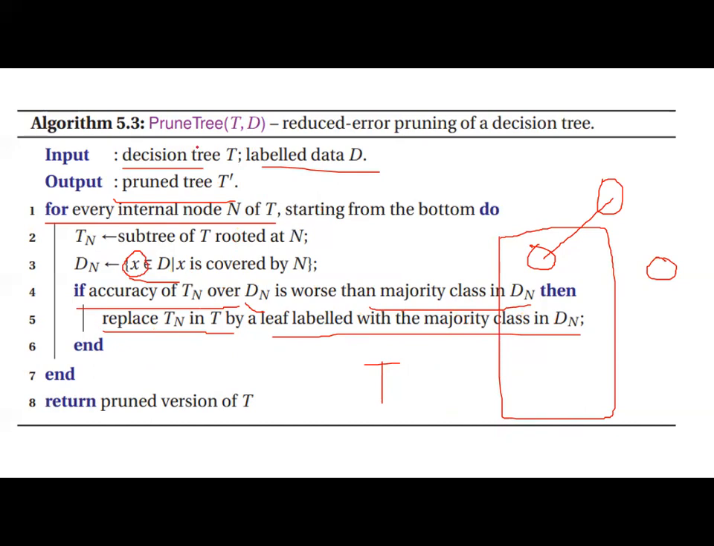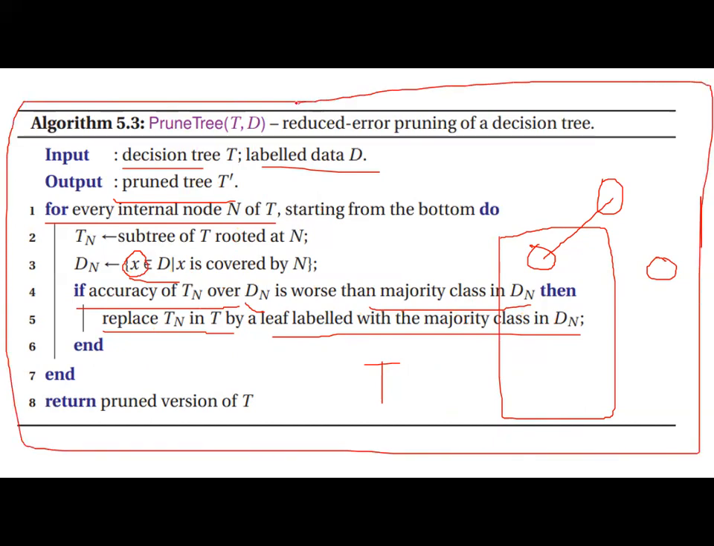This is the algorithm suggested for pruning of a decision tree. Very simple. See, this is the only condition, my dear friends. If the accuracy of Tn over Dn, over this x, is worse than the majority class in Dn, then replace Tn in T by a leaf labeled with the majority class in Dn. So this is the condition. This is how pruning is done.